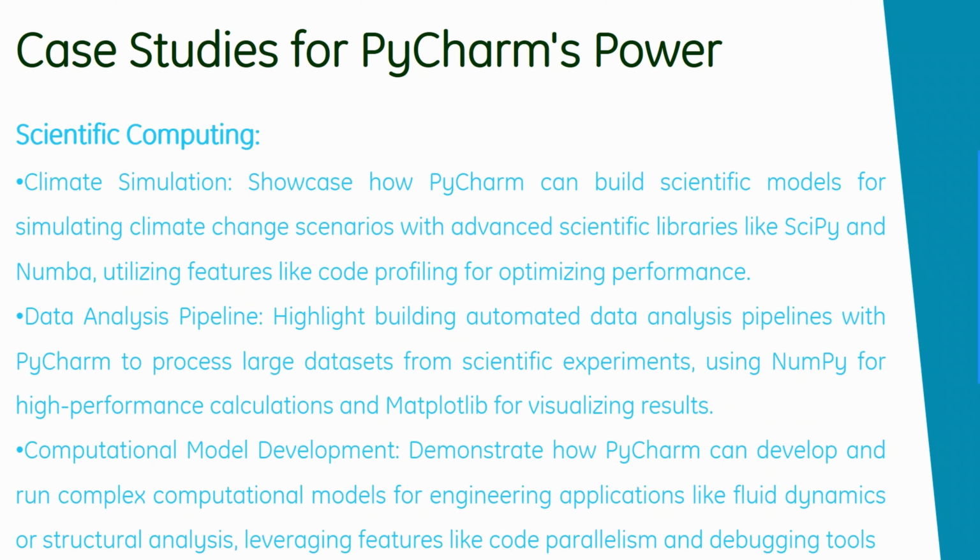Next, we have the field of scientific computing. So, firstly, we have climate simulation. PyCharm can build scientific models for simulating climate change scenarios with advanced scientific libraries like SciPy and NumPy, utilizing features like code profiling for optimizing performance. And then we have data analysis pipelines, highlighting building automated data analysis pipelines with PyCharm to process large datasets from scientific experiments using NumPy for high performance calculations and Matplotlib for visualizing results.